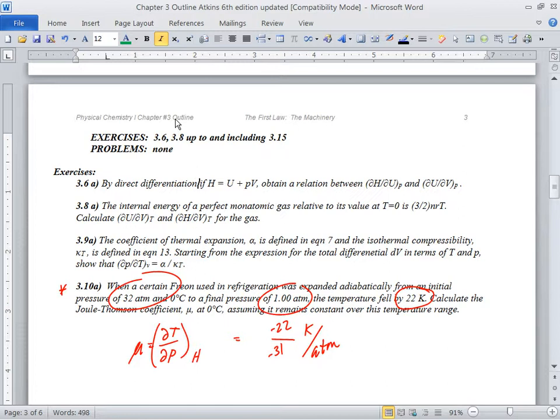So are you comfortable with your game plan for the other two? Melissa, you comfortable with this? Okay. So if you have a question, ask Melissa.